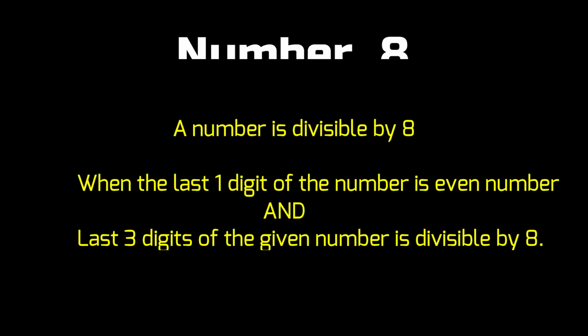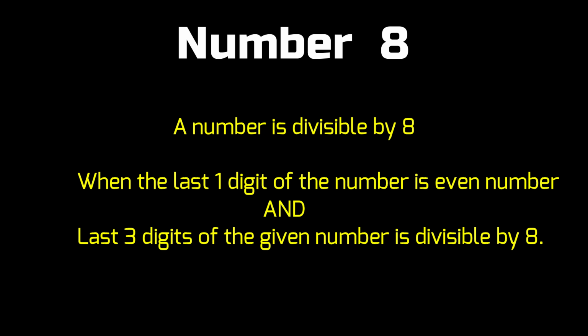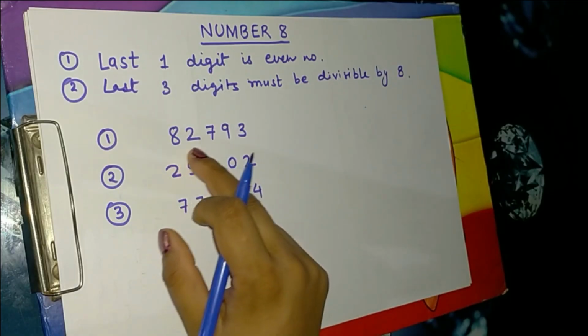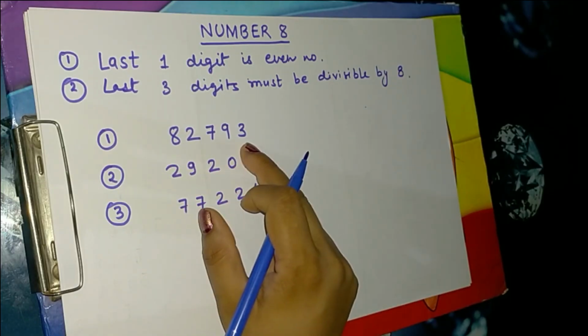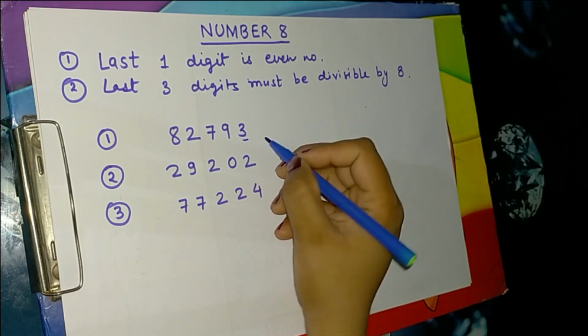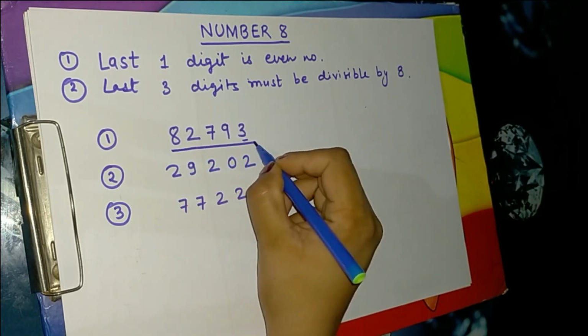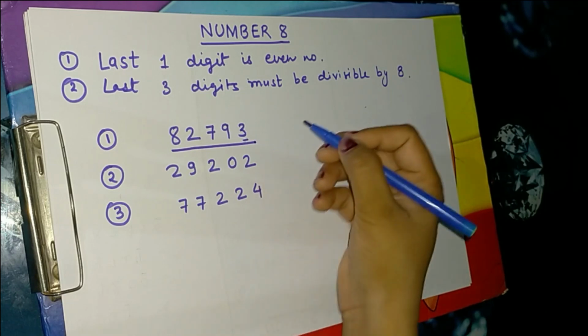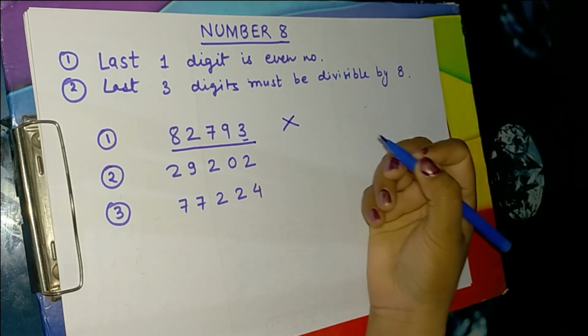A number is divisible by 8 when the last one digit of the number is an even number and the last three digits of the number are divisible by 8. Here we have three numbers. Our first number is 82,793 and the last digit of this number is 3, which is an odd number. So here we can say that this complete number 82,793 will not be divisible by number 8.